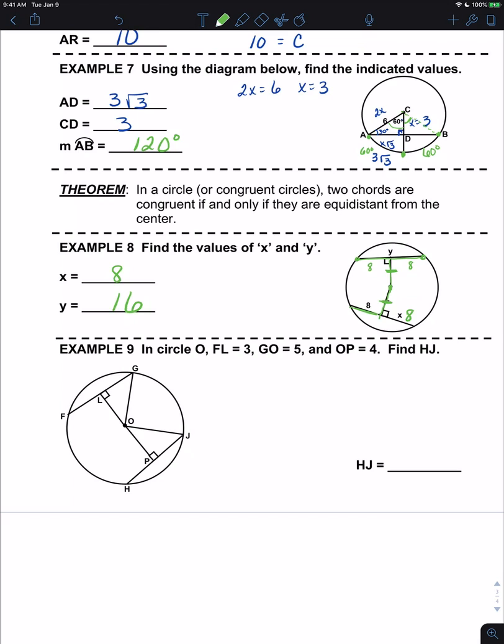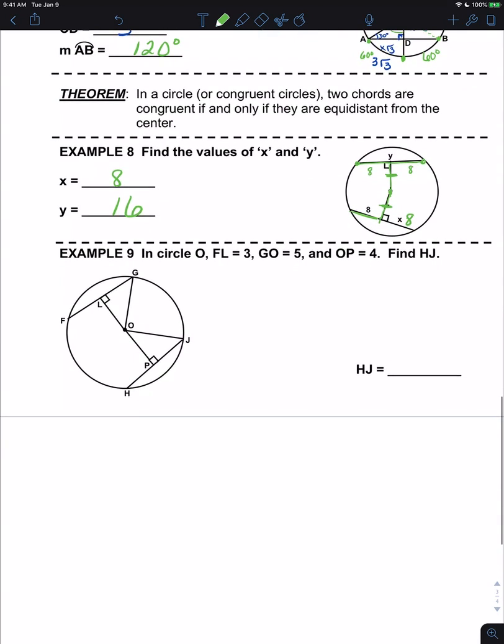Okay, example 9. Circle O, if we have F to L is 3, and G to O is 5. Well, if F to L is 3, we also know that L to G is also 3. O to P is 4. Find H to J.